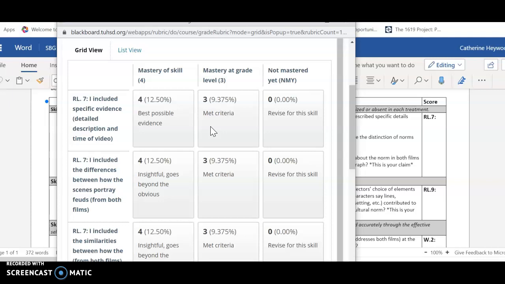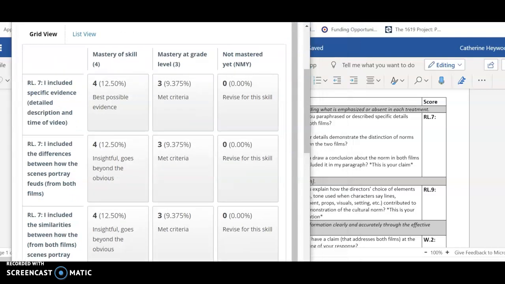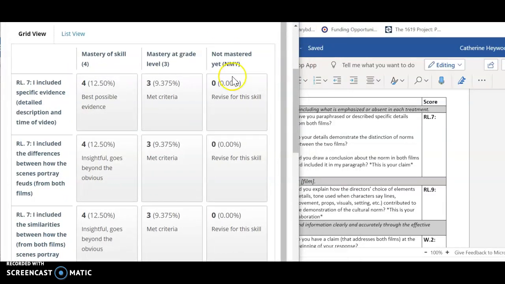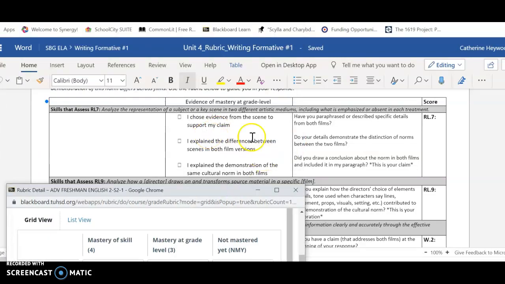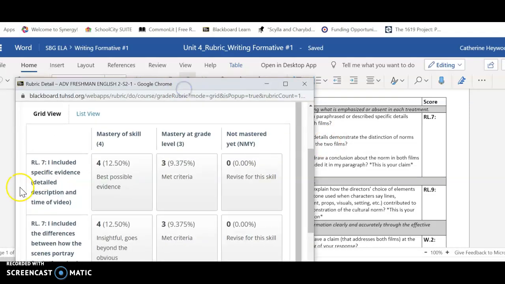If you see that this box here where it says revise for this skill, if that one is highlighted, then that means that's something you're going to have to work on. In order to make it simple for you to know what to work on, we added descriptions over here. So let's say you did not master this skill right here. You didn't include specific evidence. So you got a 0 on that skill.